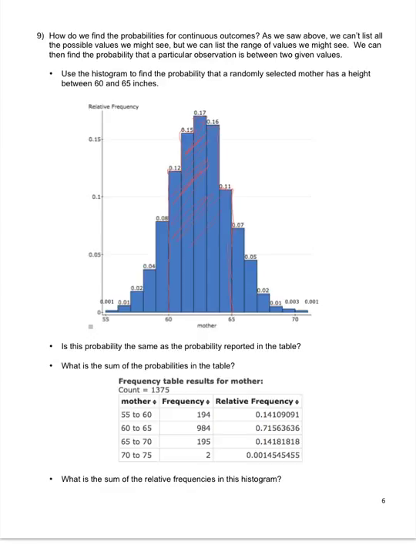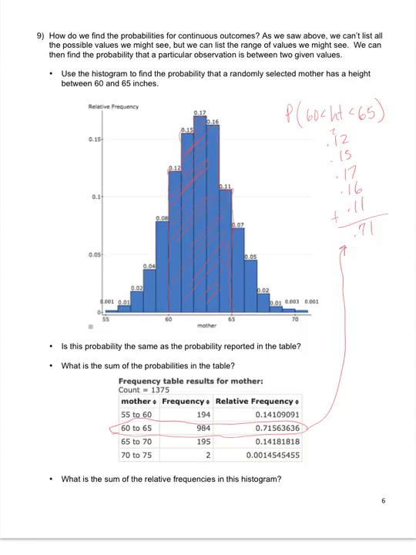So what we're really doing is looking for the area of all of those bars added together. So we want the probability that a mother's height is between 60 and 65. So we've got 0.12 plus 0.15, 0.17, 0.16, and 0.11. So if we add these up, we get about 0.71. Okay, so second bullet is probably the same as the probability reported in the table. Here's our entry for 60 to 65, and as we saw on the previous page, that is indeed roughly the same as what we get from our relative frequency histogram.